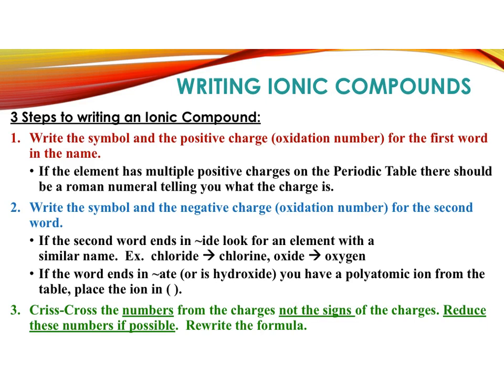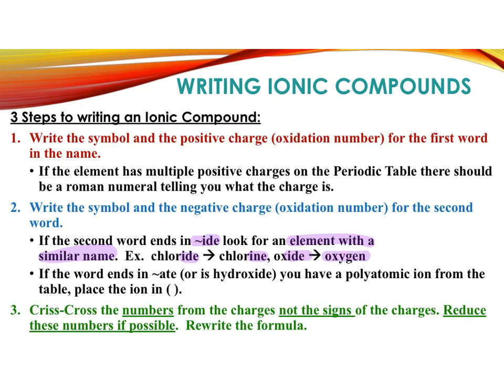Second, you write the symbol and the negative oxidation number for the second word. There are a couple of things to keep in mind. The first is, if the word ends in "ide," you need to look for an element with a similar name, because we changed the name to make it sound better. They named these things before they really knew what was going on. So chloride comes from the element chlorine. Oxide comes from the element oxygen.